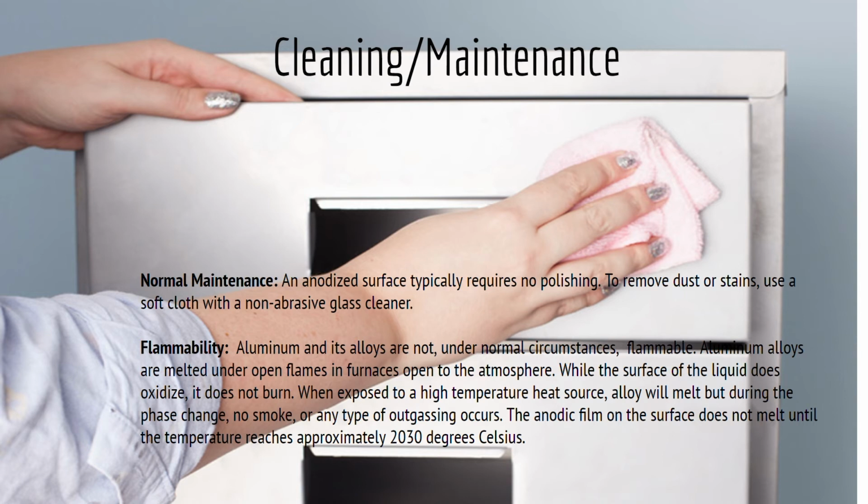Flammability. Aluminum and its alloys are not, under normal circumstances, flammable. Aluminum alloys are melted under open flames in furnaces open to the atmosphere. While the surface of the liquid does oxidize, it does not burn. When exposed to a high-temperature heat source, alloy will melt, but during the phase change, no smoke or any type of outgassing occurs. The anodic film on the surface does not melt until the temperature reaches approximately 2030 degrees Celsius.